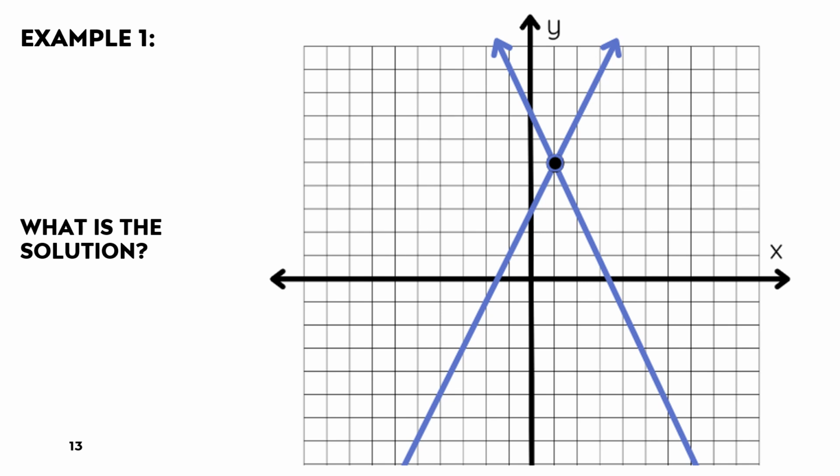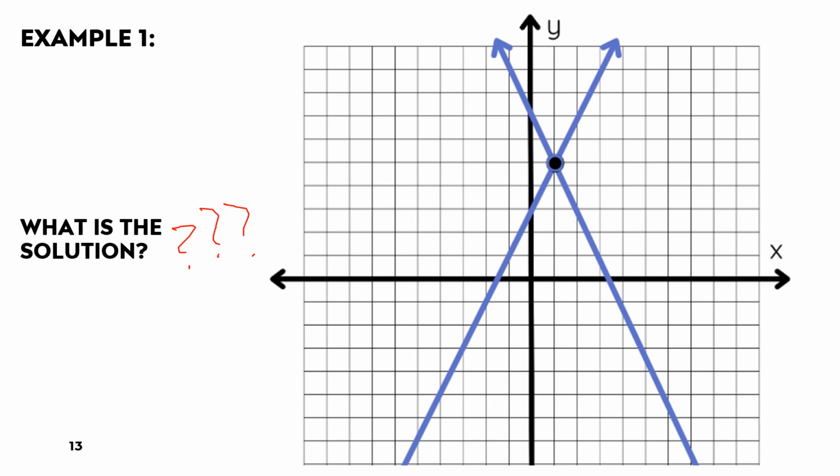Okay, let's look at this one. What is the solution of the system? Now, you don't have to know the equations, and I think this is where sometimes people get caught up because they're like, well, I don't know what the equations of these lines are. We can find them, but we don't have to, so we're not going to. All we're going to do is look at this graph and see where they intersect.